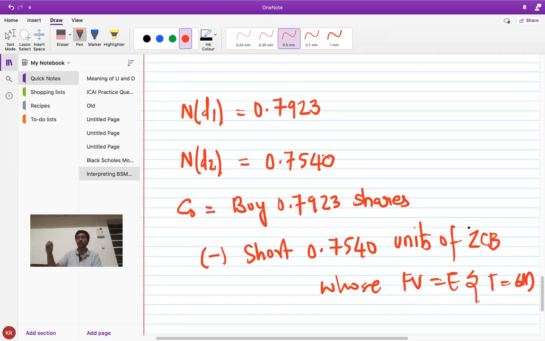Okay, so when you short sell a zero coupon bond or a treasury bond, it means that you're borrowing money at risk-free rate. When you're investing in a zero coupon bond, you're lending money to the government at risk-free rate. When you're short selling a zero coupon bond or a treasury bond, you're borrowing at a risk-free rate. Okay, so a call option can be replicated by buying 0.7923 shares and short selling 0.754 units of zero coupon bond.